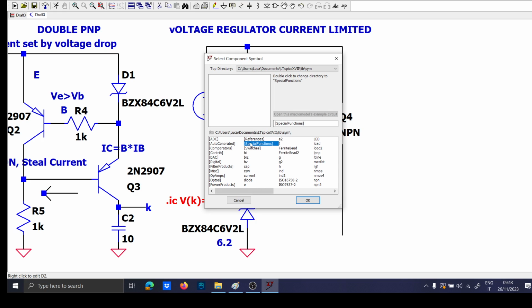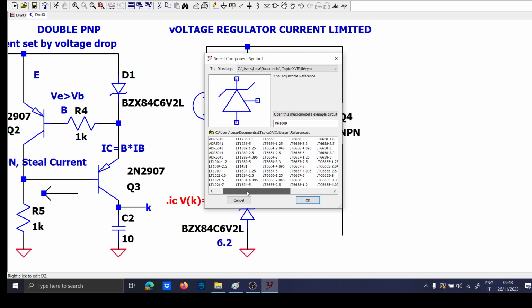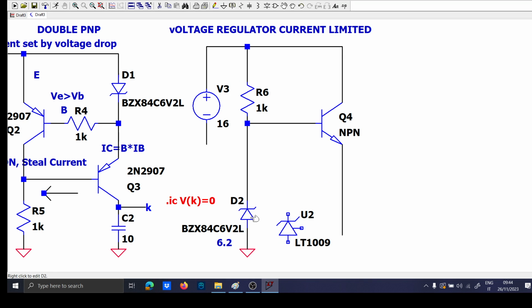So if you go to reference and you go to the end, you can find this guy, which is the adjustable reference regulator. It is exactly the same. You can use a zener or a voltage regulator, doesn't matter. These are shunt voltage regulators. So let's pick this, for instance, but again, it's the same, okay?